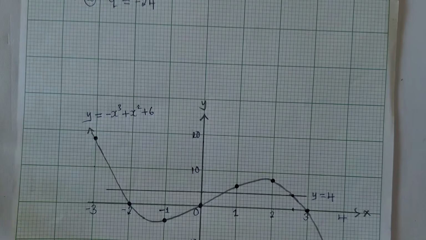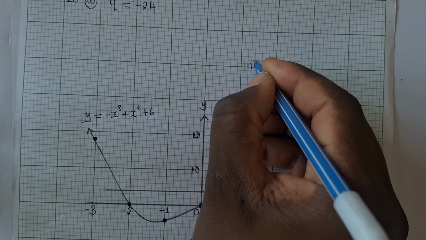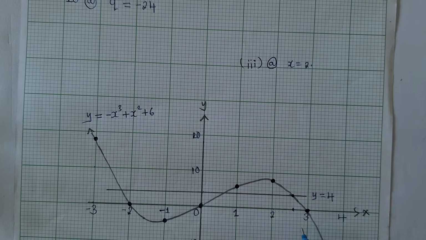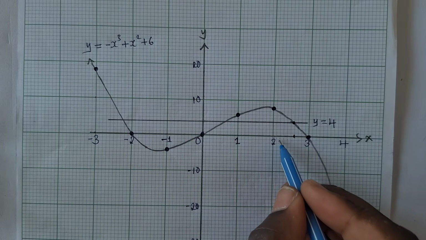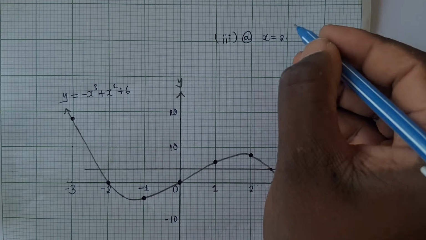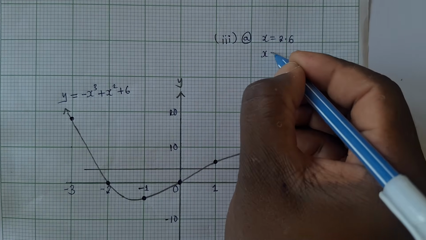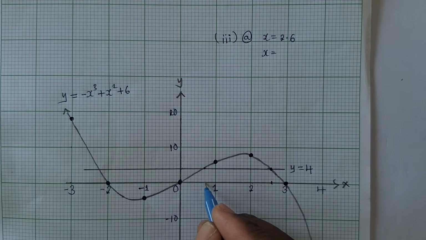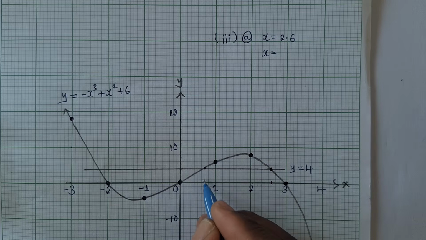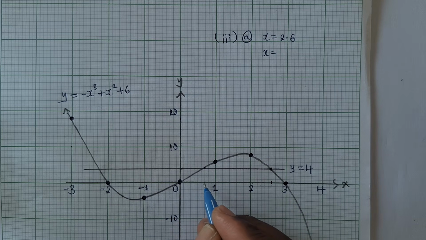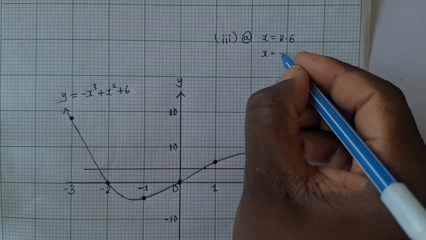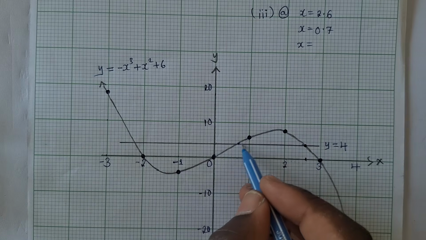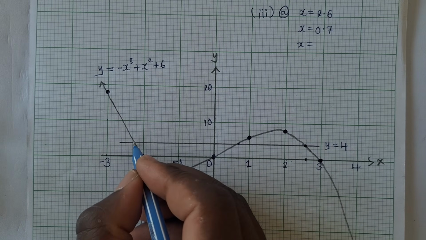So you can now write that this is question 3a, x is equal to 2.6, right? Let me count: 1, 2, 3, 4, 5, 6. 2.6. So the other value of x, where are they meeting? It's right here. So this is 0.7. Okay, 1, 2, 3, 4, 5, 6, 7. So this is 0.7. And lastly, the other point where this curve is meeting this graph, it's right here.